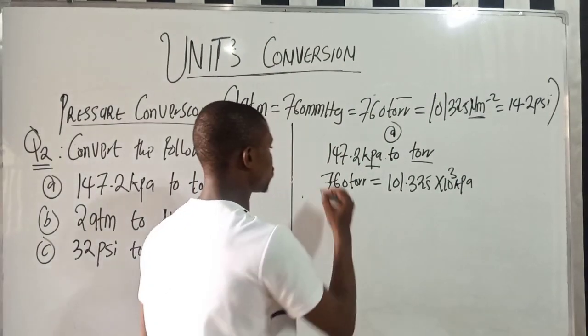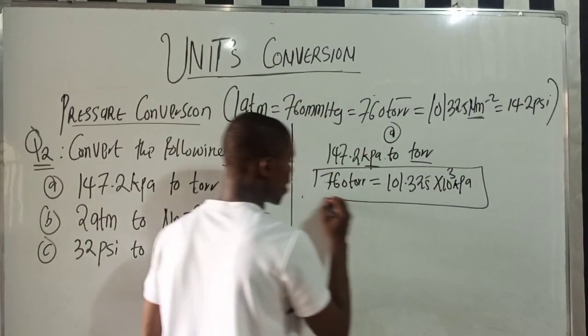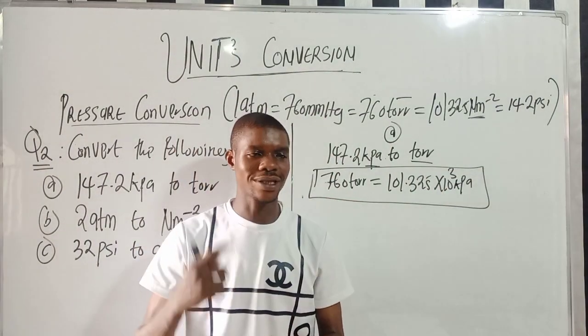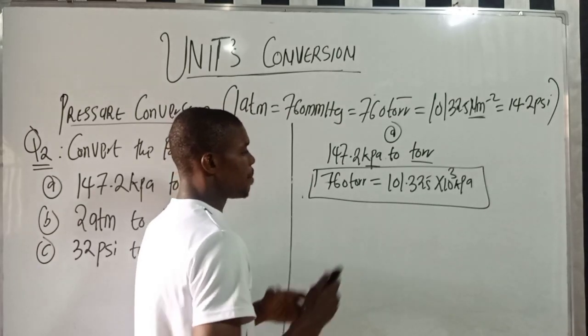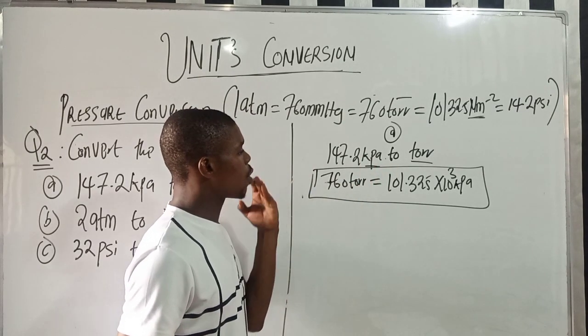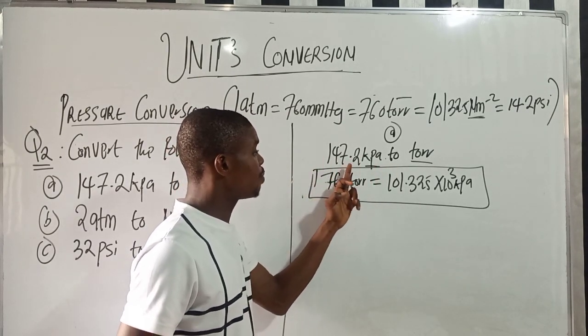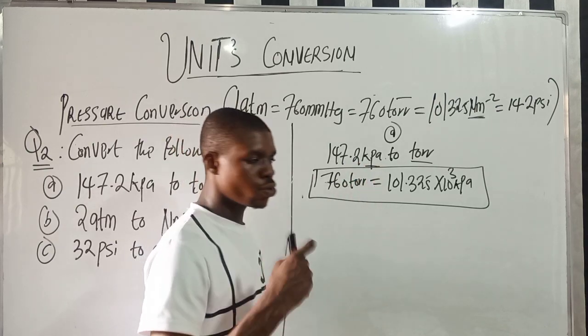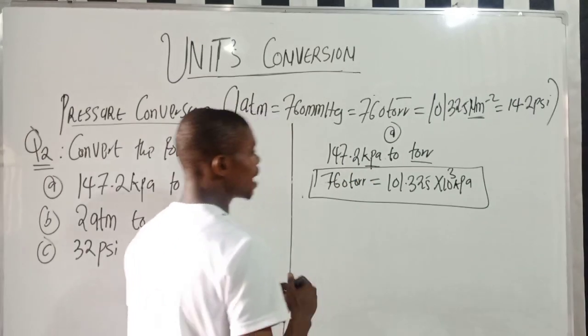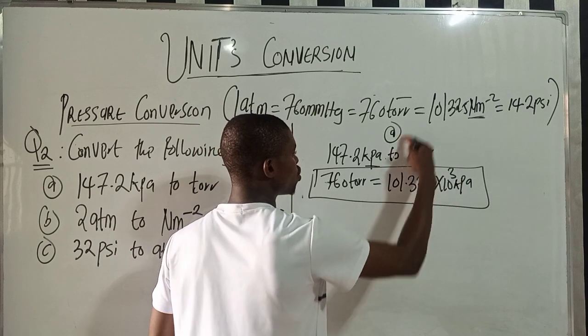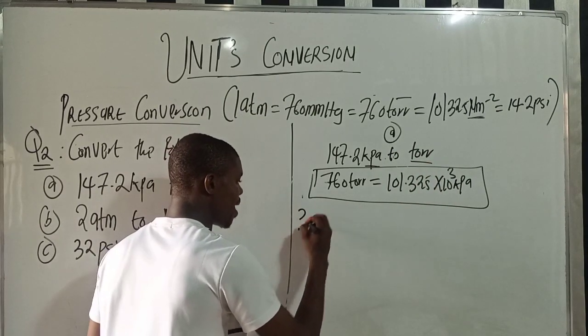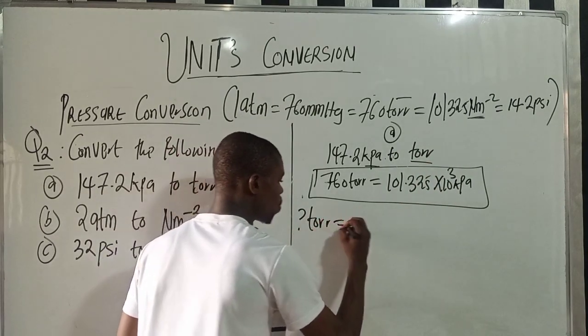So the next thing I want to do here now is to arrange them in a way that they are going to cancel each other. Now, when I share the question here, you are converting 147.2 kilopascal to torr, right? So it means our final destination is going to be torr. So question mark torr equals to what?